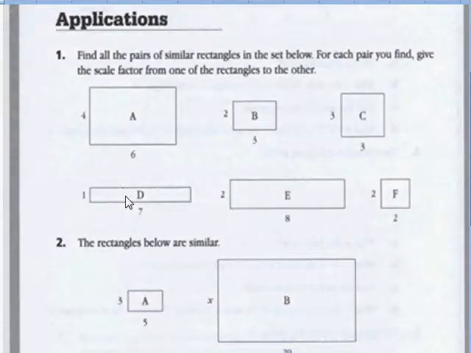Alright, so now we have to check D to E. 1 times 2 is 2. 7 times 2 is not 8. So those don't work. These two numbers are different. Those two are the same. So those won't work. So now all we have to do is check E to F. These two numbers are different. Those two are the same. So E to F won't work.